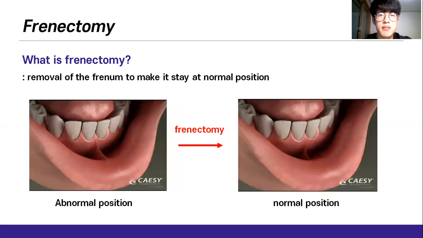There is no problem if the frenum is properly attached to the normal position. But sometimes the frenum extends up close to the teeth. If the frenum is attached in an abnormal way, it can cause a number of problems. In this case, the frenum must be removed, and this treatment is called frenectomy. So, frenectomy is a treatment that removes part of the frenum to make it stay at the normal position.